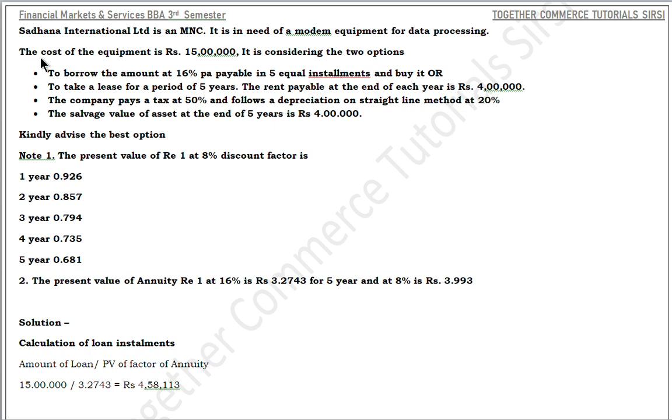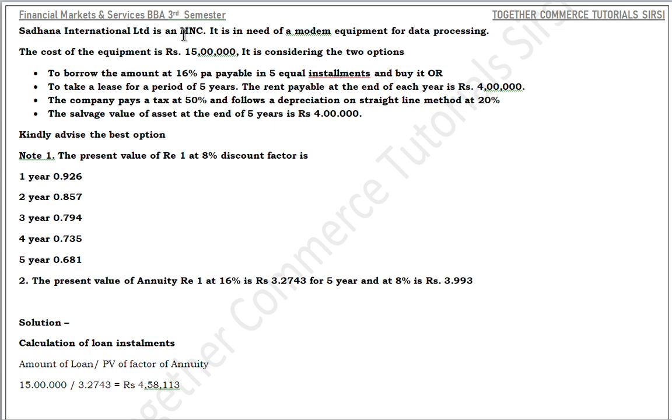In this question, the main difference compared to the previous problem is the depreciation is asked on the straight line method. In the previous problem, the depreciation was asked on the reducing balance method. So that's the only difference. Rest all things are same. Let me read the question first.